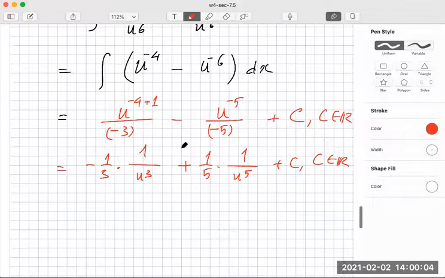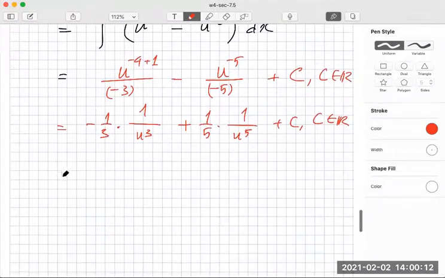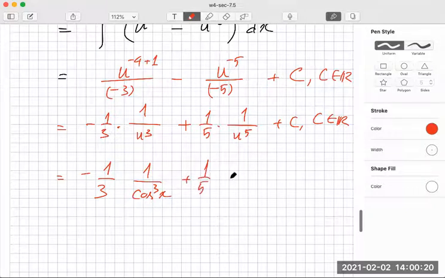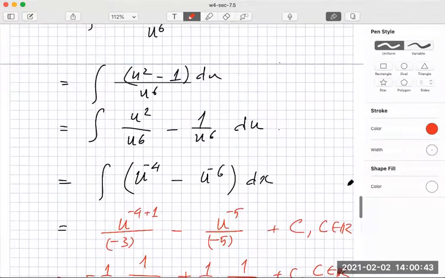But we're looking for the antiderivative in terms of x, right? And here we defined u as cosine of x, then we substitute back. It will be 1/3 of 1 over cosine cubed x plus 1/5 of 1 over cosine to the 5th x plus C. Okay? Are we good? Good, very good.